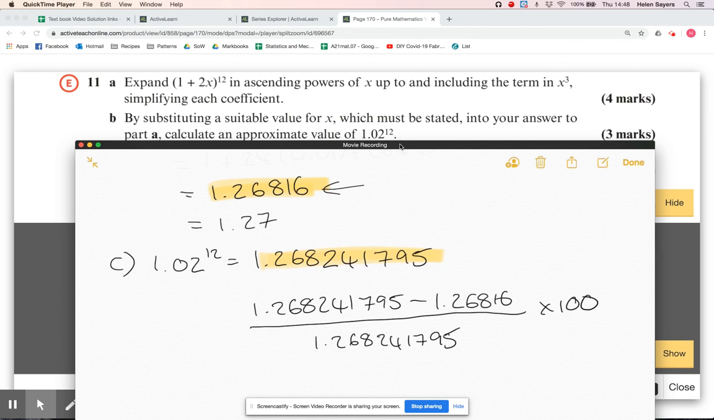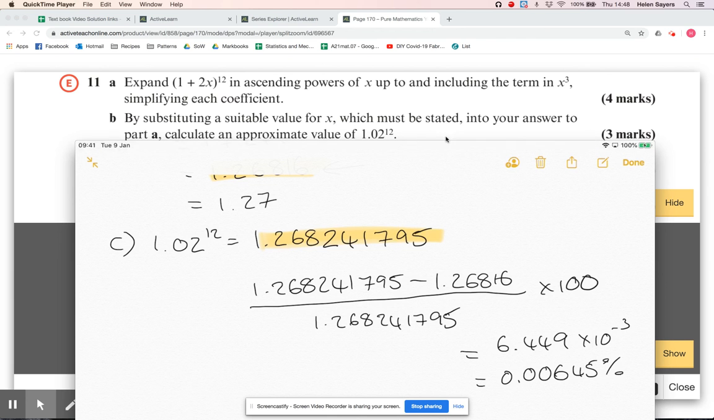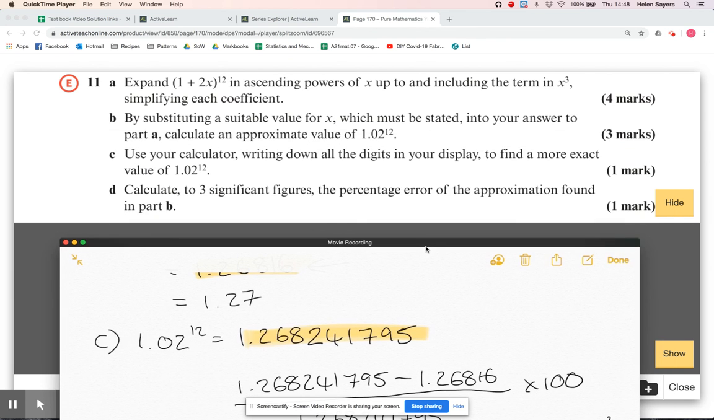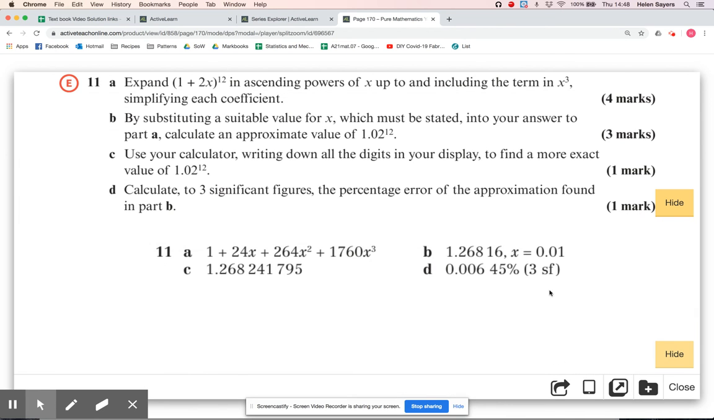That is not bad. So as a percentage, written out in standard form, it's 0.00645% error. So I think we'll take that as being a very good approximation. Let's quickly check those answers. Yes, brilliant. I think that's what we got for everything.